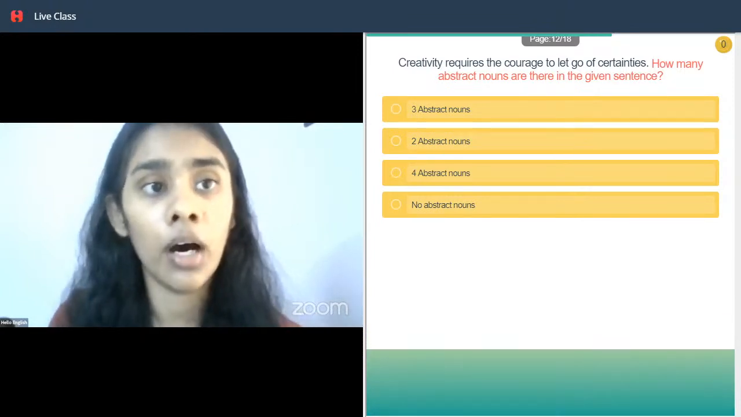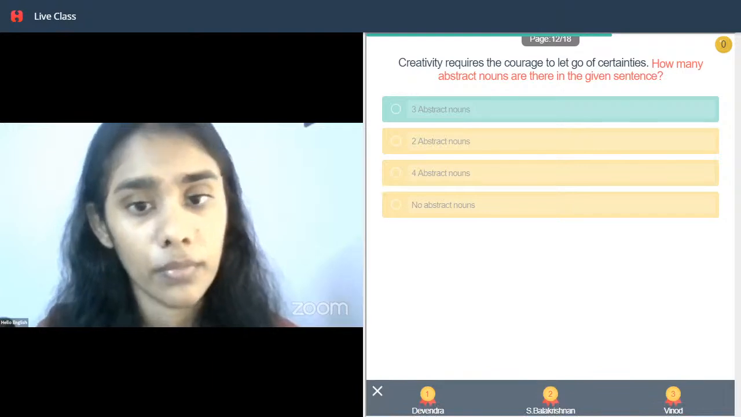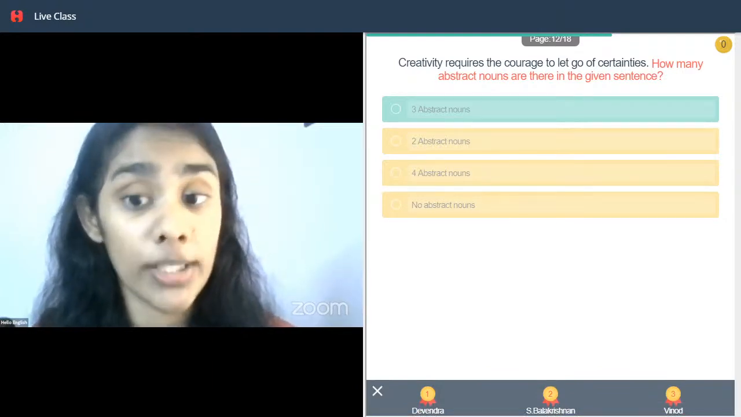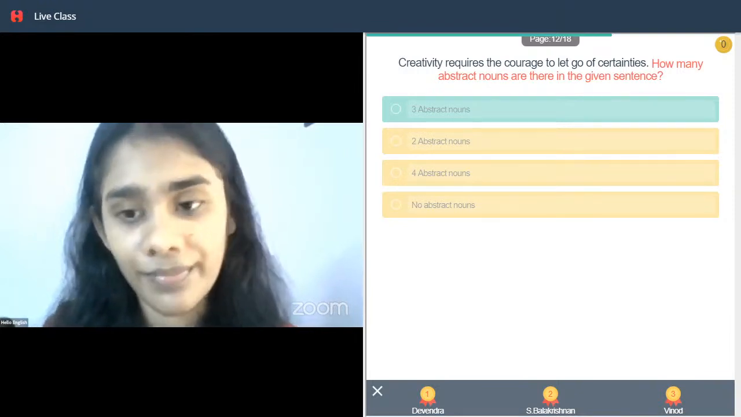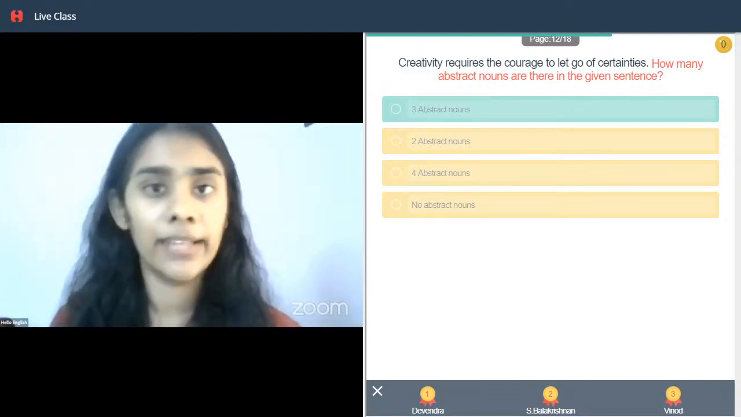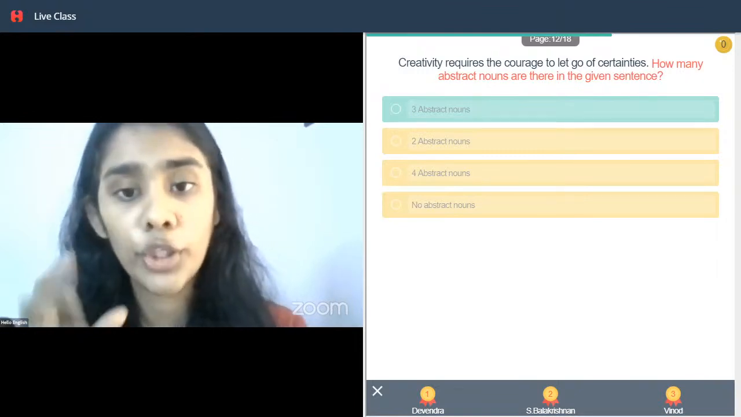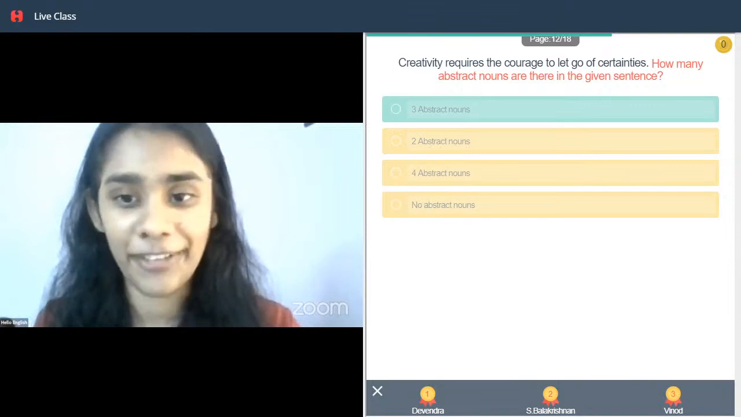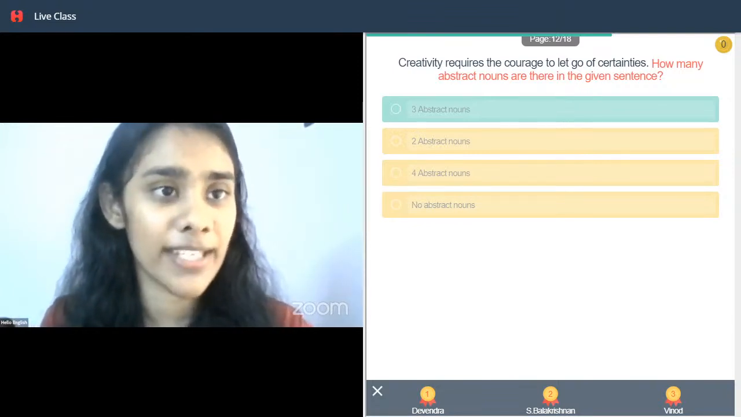Identify how many abstract nouns are there here. Certainties mean situations, if I give you a hint. Good job, Devendra, Balkrishnan. The others, it's okay, but just keep on trying so you will get a hang of it. In this case, there are three abstract nouns. Devendra, can you identify which are the three abstract nouns here?